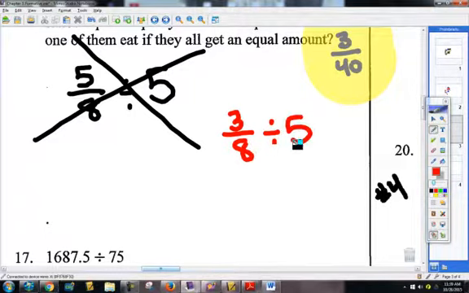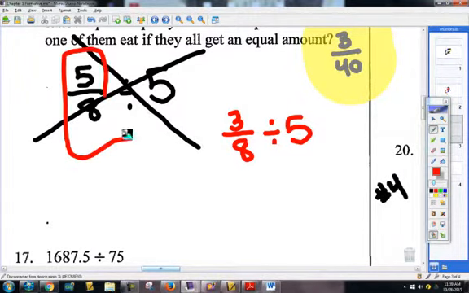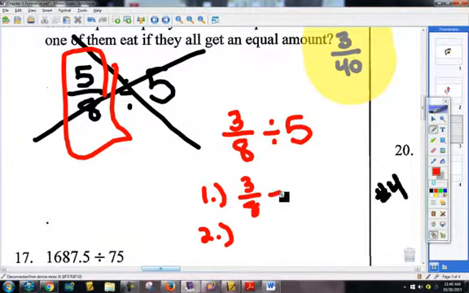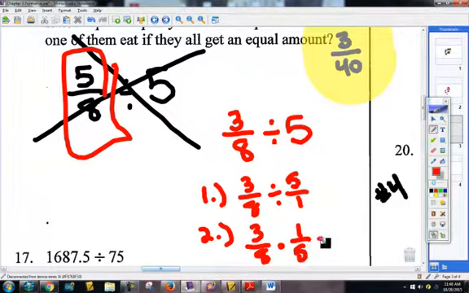Do you guys understand that? Write this down if you don't have it, so you have it now. Okay? It's not what they ate divided by 5, it's how much is remaining divided by 5 teammates. So, how many steps would I require? 2. Okay, putting them in fraction form. 3/8 divided by 5 over 1. 3/8. Division becomes multiply. The reciprocal of 5 over 1 is 1/5. And I get 3/40. Does everybody understand that?